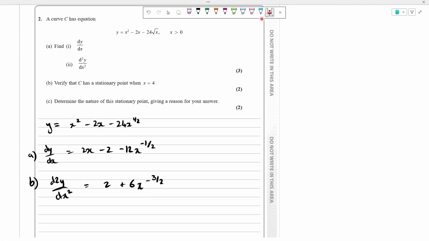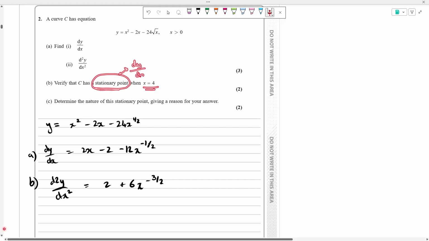When it says verify for part B here, essentially what we're doing is taking whatever information they're giving us and substituting into some sort of equation. In this case, we're substituting into dy by dx. Why? Because we're going to try to prove that when x is equal to 4, dy by dx should equal 0, because that's a stationary point.